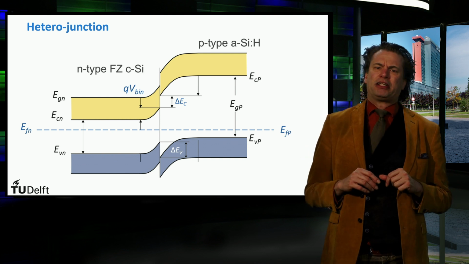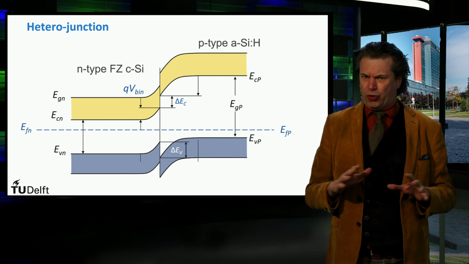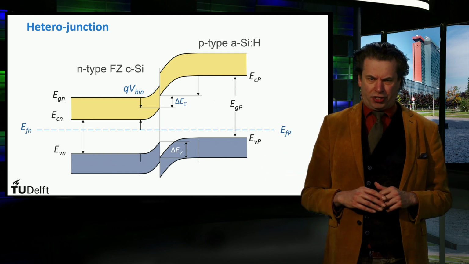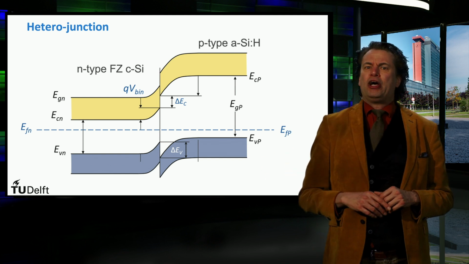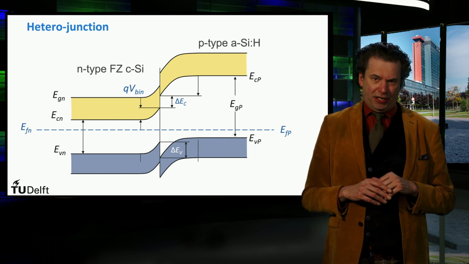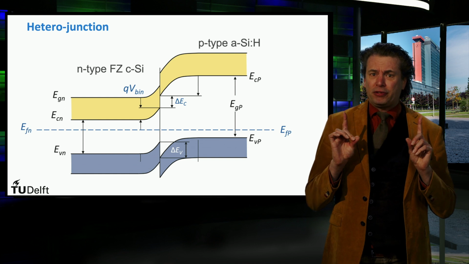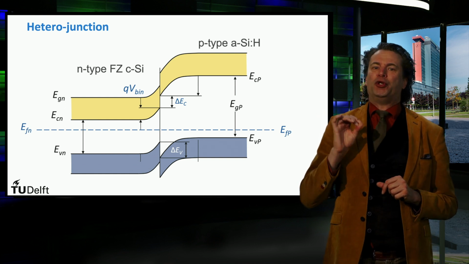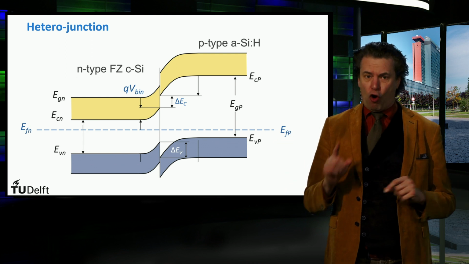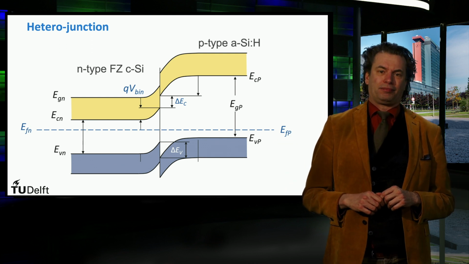This is a silicon material in which the atoms are not ordered in a crystalline lattice, but in a disordered lattice. Next week we will come back to this material when we are discussing thin film PV technologies. For the moment, you only have to know that this material has a higher band gap than that of crystalline silicon.